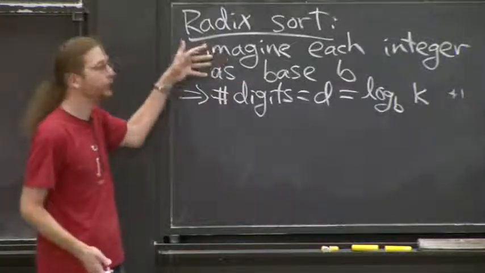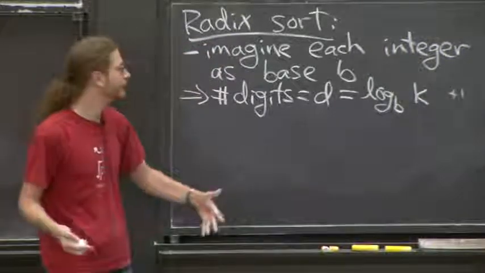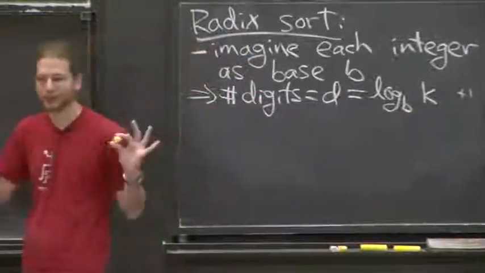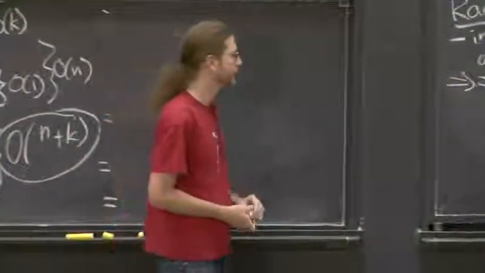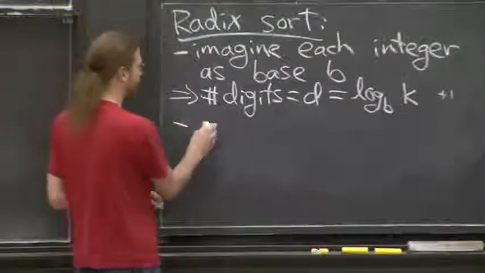I'm not going to actually compute this base b representation because it would take a long time. I'd have to spend n times log k time to do that, and I don't want to do that. But just imagine it that way. And then the algorithm is as follows.